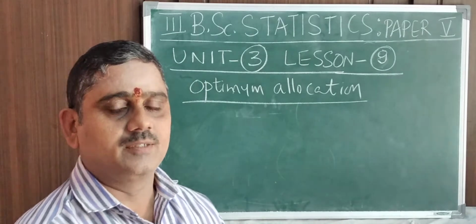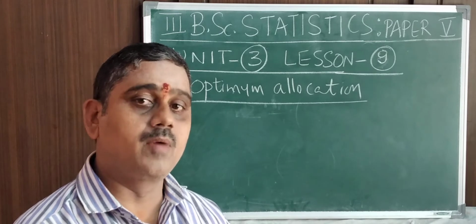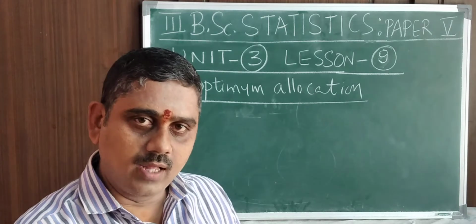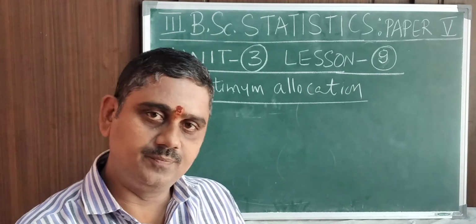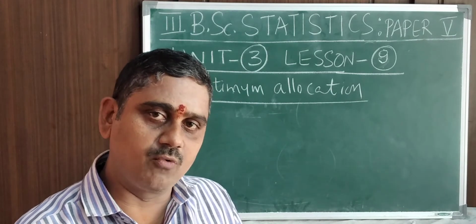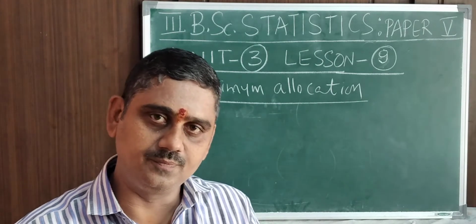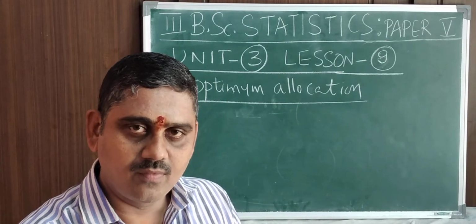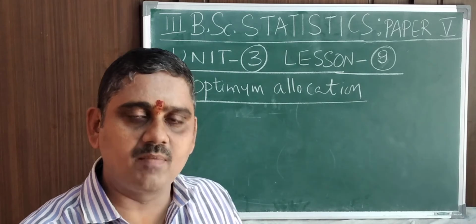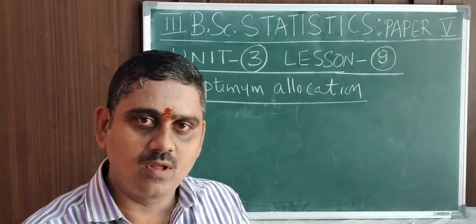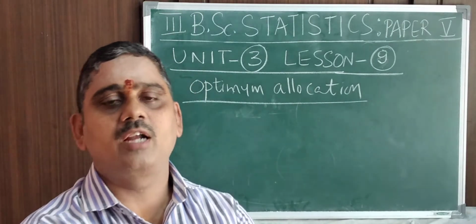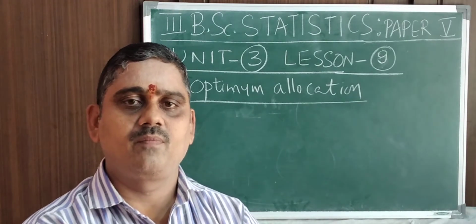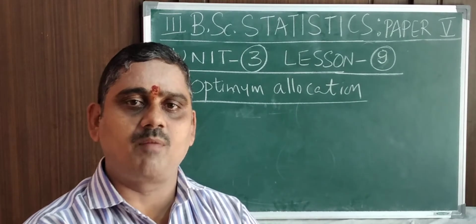In this class we discuss optimum allocation. We have learned that there are two methods of allocating the sample size Ni's to various strata: proportional allocation and optimum allocation. We have learned proportional allocation in the previous lessons. Now we discuss optimum allocation.